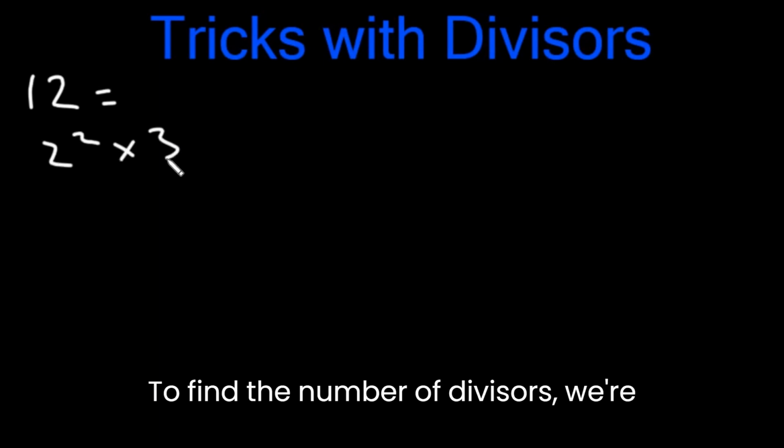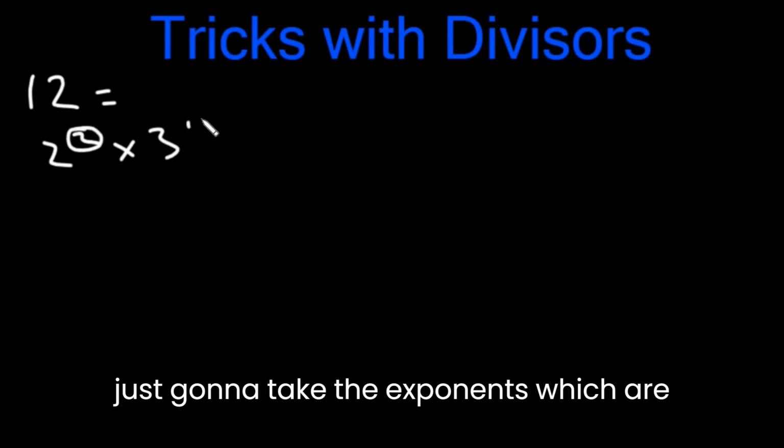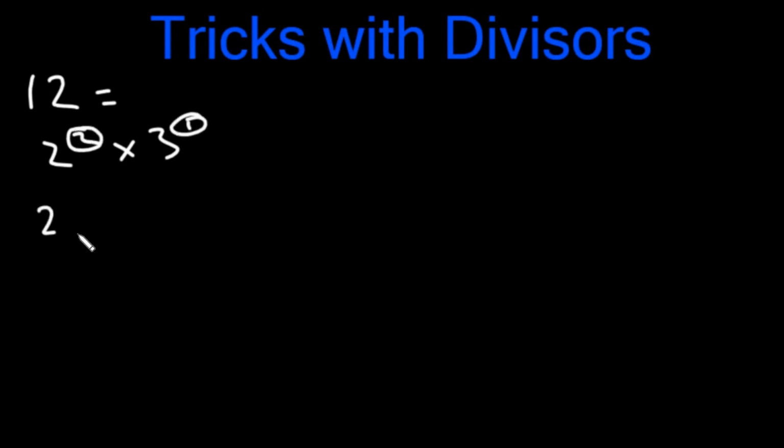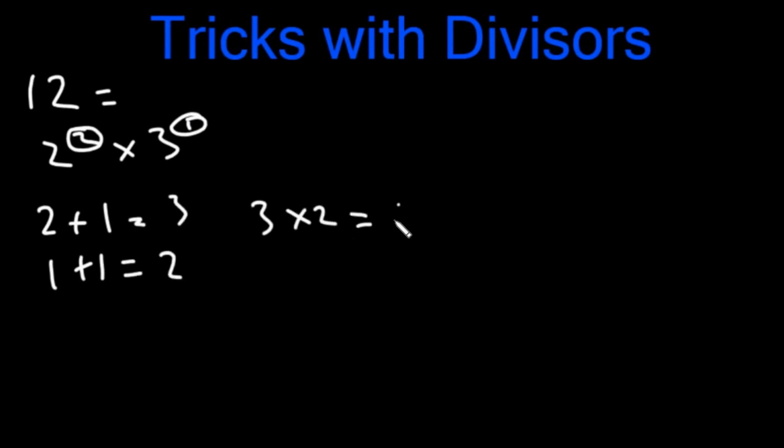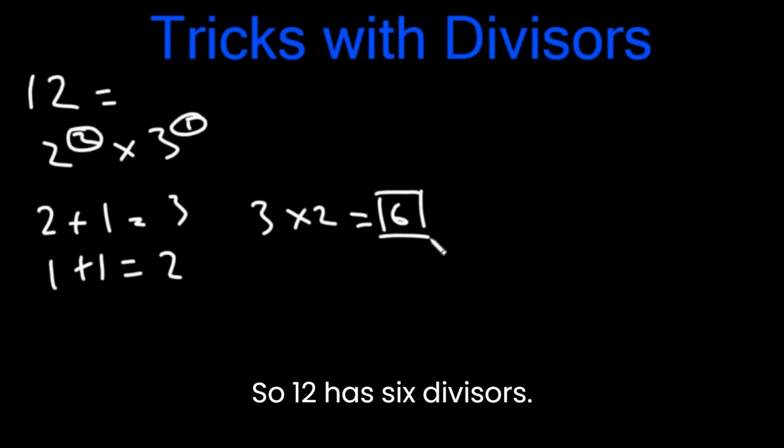To find the number of divisors, we're just going to take the exponents, which are 2 and 1, add 1 to both, and multiply both of them. So 12 has 6 divisors.